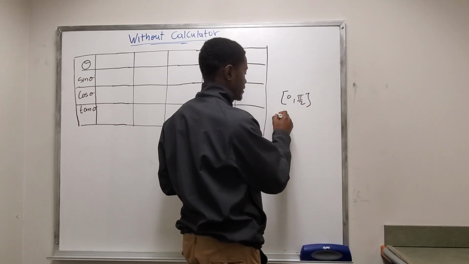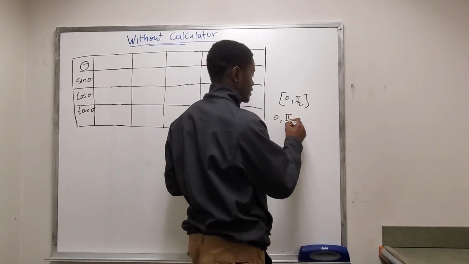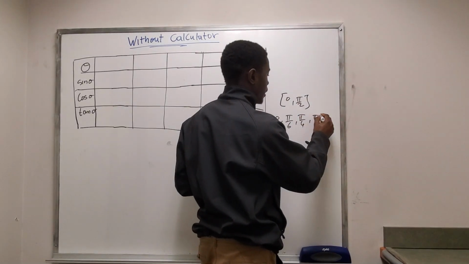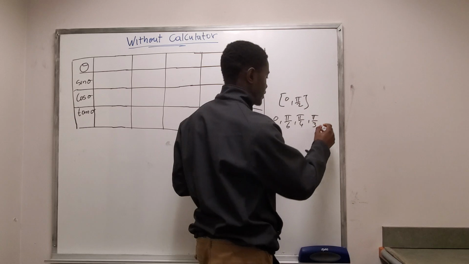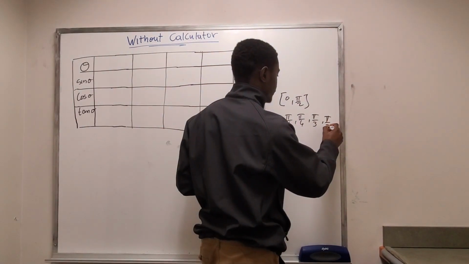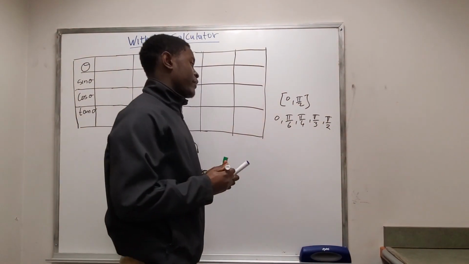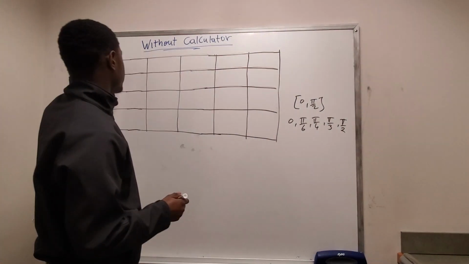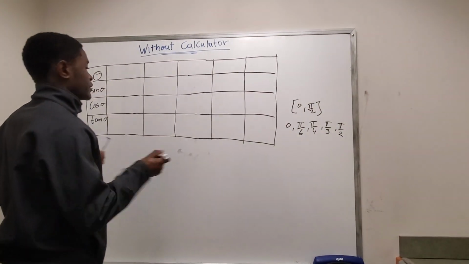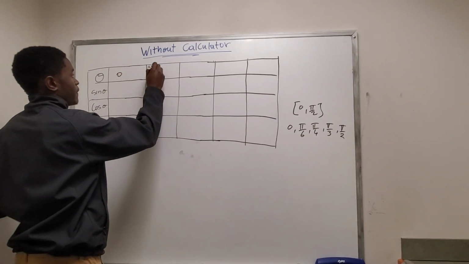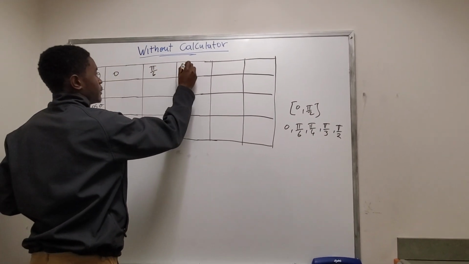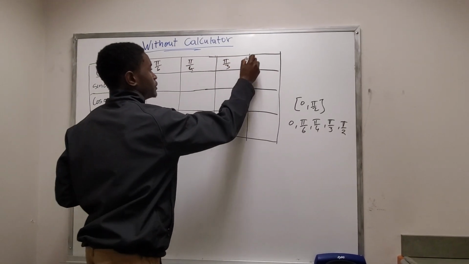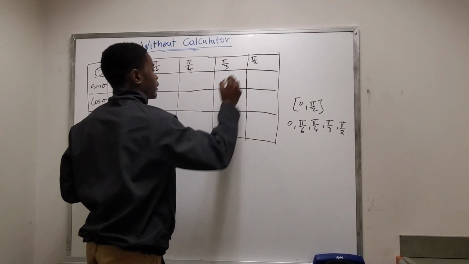We have the angle 0, pi over 6, which is 30 degrees, pi over 4, which is 45 degrees, pi over 3, which is 60 degrees, and pi over 2, which is 90 degrees. Then you have to place these angles from the smallest to the greatest angle in this first quadrant. So I will put 0, pi over 6, pi over 4, pi over 3, and pi over 2.